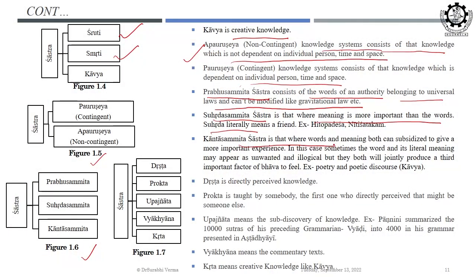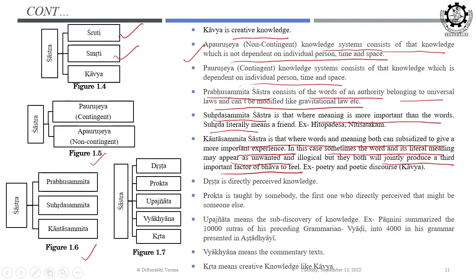So, Vishnu Sharma is doing the same thing. He is in a position where he cannot deny the teaching, and simultaneously he has to train those who are not even interested in understanding or studying anything. This is the way of Suhrad Samhita Shastra. Then the next one, the third, is Kanta Samhita Shastra. Kanta Samhita Shastra is the Shastra where words and meaning both subsidize to give a more important experience, and in this case sometimes the words are not important, the meaning is also not important, and what becomes important is the third factor of bhav, to feel.